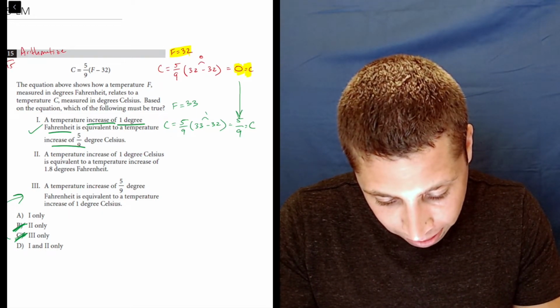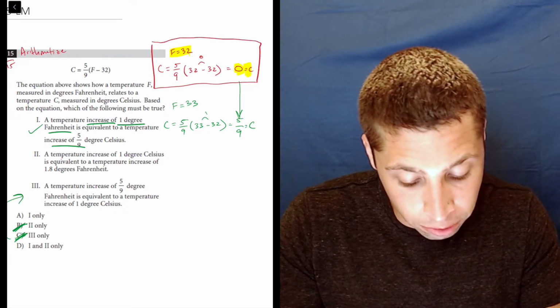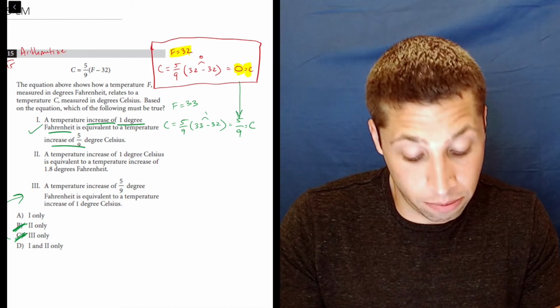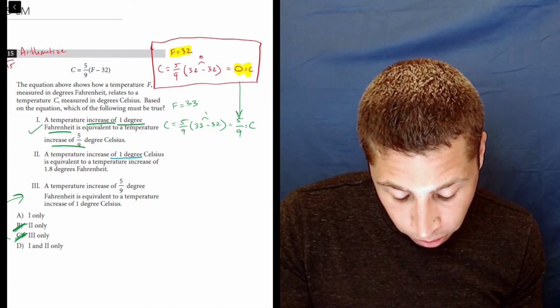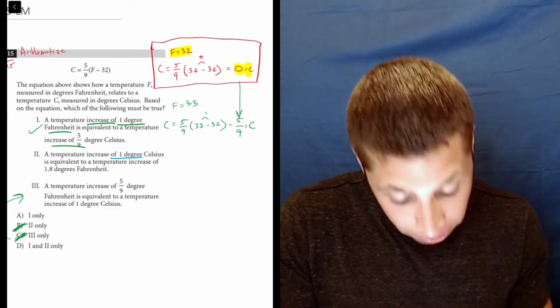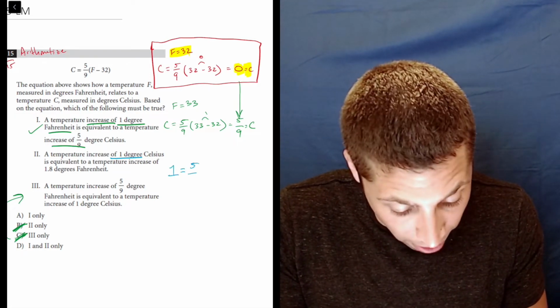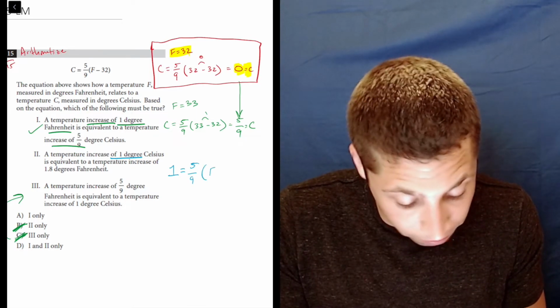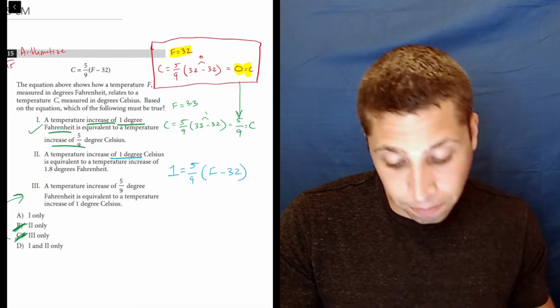I would say let's stick with the numbers that we had before, right? So 0 degrees Celsius is equal to 30 degrees Fahrenheit, but now let's change it. Let's increase 1 degree Celsius. So 1 is equal to 5/9 times some Fahrenheit temperature that we don't know minus 32.